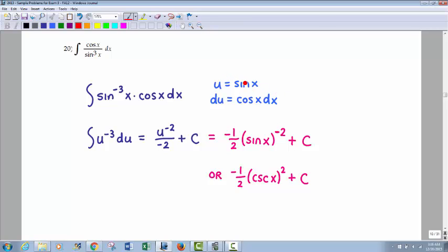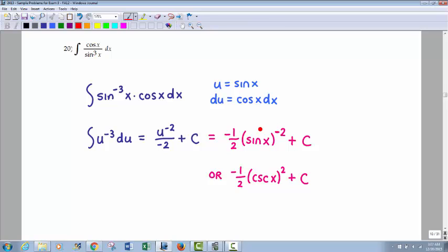So the u doesn't have that -3, but when we set up the integral, you just make it u raised to the -3 du. So you should do the power rule. -3 plus 1 is -2, divided by -2, plus c. And then, of course, your final answer must be in terms of your original variable. So you just replace u with sine x to the -2, which certainly, on a handwritten exam, I have no problem with negative exponents.